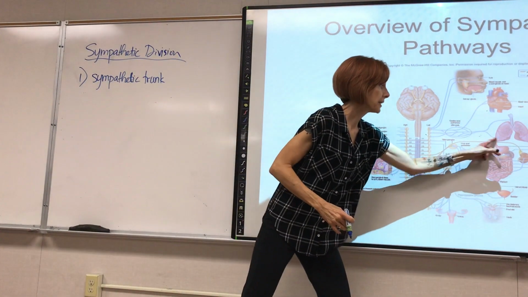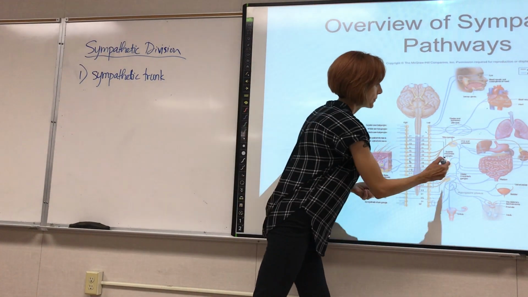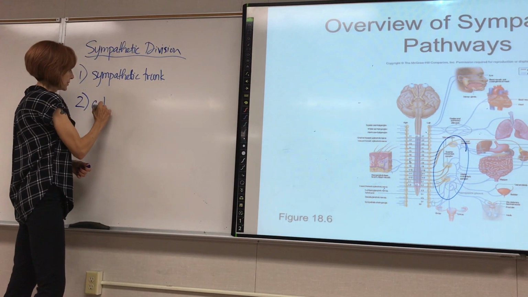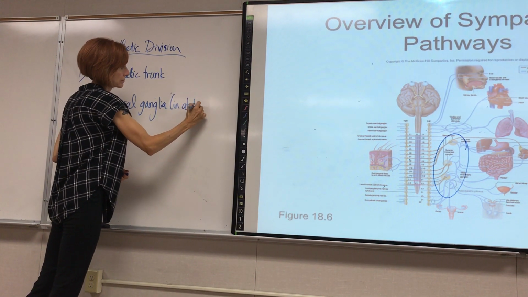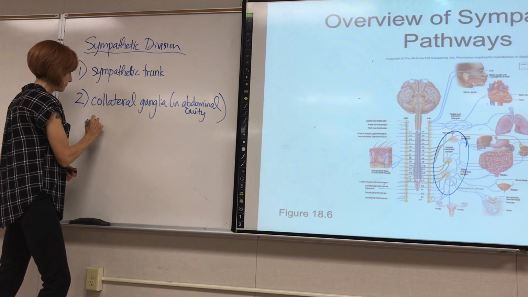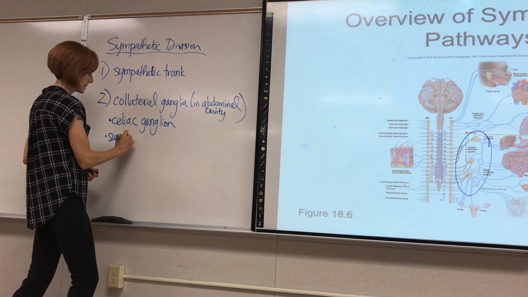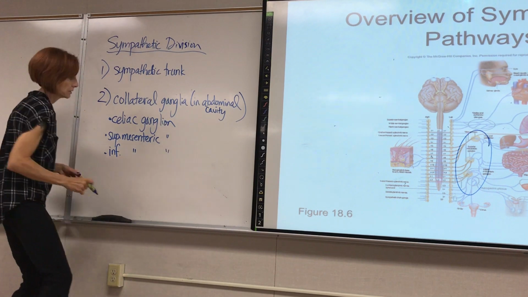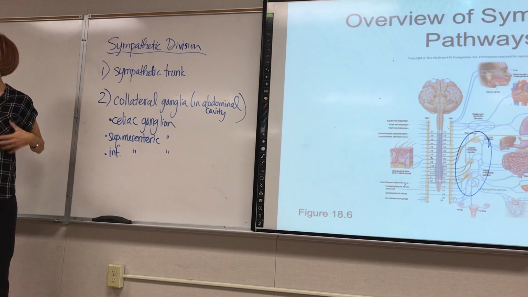But for organs that are in the abdominal area, notice there are other ganglia located right near those organs. These three ganglia here are actually in the abdominal cavity. These are called collateral ganglia. They do have their own names, which I would like you to know. There's a celiac ganglion, a superior mesenteric, and an inferior mesenteric. These are actually named after blood vessels that are nearby. So that would be for organs in the abdominal cavity.